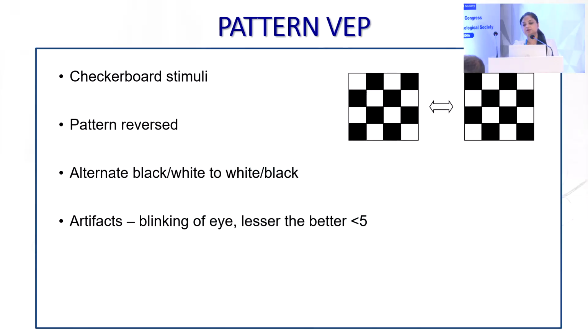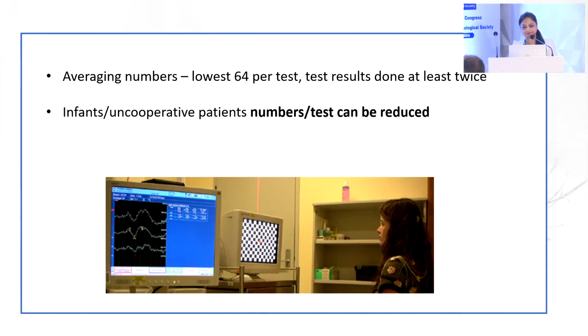Now let's come to pattern VEP. The checkerboard stimulus is used. The pattern is reversed from white to black, black to white. We should also keep in mind the artifact, that is blinking of the eye. It should be less. The average number of sweeps is 64 per test. Every test is repeated at least twice. In infants and uncooperative patients, the number of sweeps can be reduced.